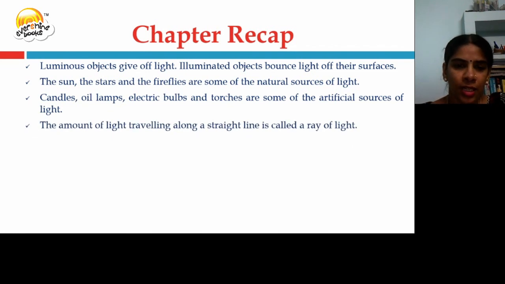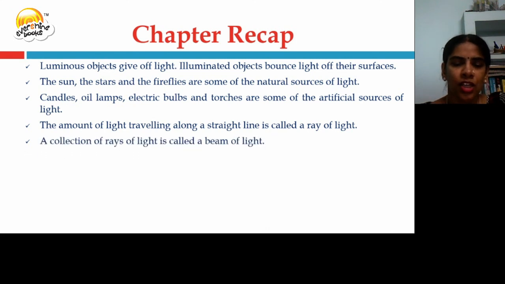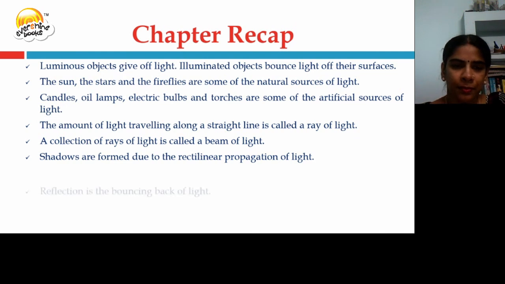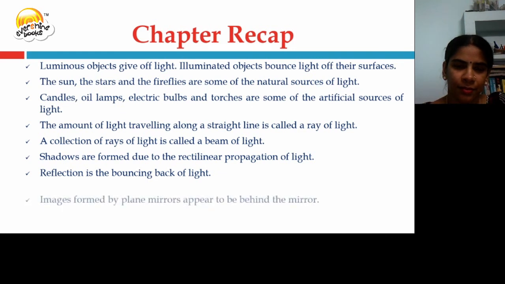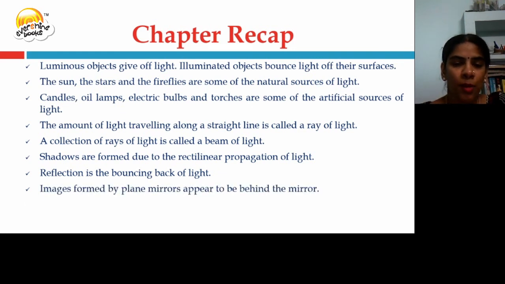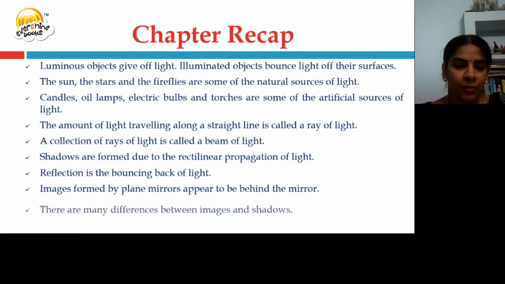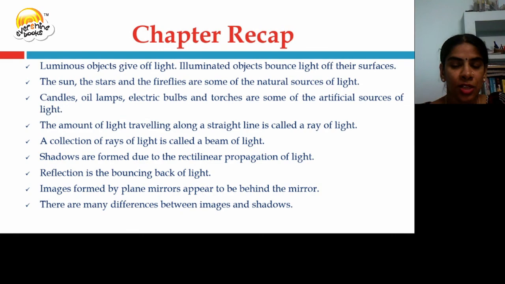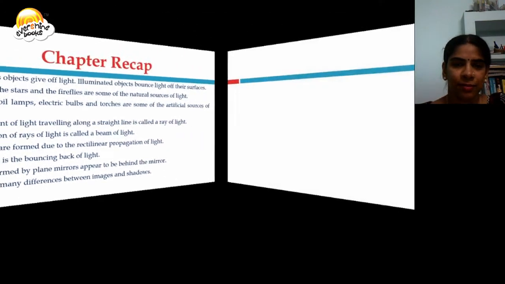The path of light traveling along a straight line is called a ray of light. A collection of rays of light is called a beam of light. Shadows are formed due to rectilinear propagation of light. Reflection is the bouncing back of light. Images formed by plane mirrors appear to be behind the mirror. There are many differences between images and shadows. This completes chapter 15.